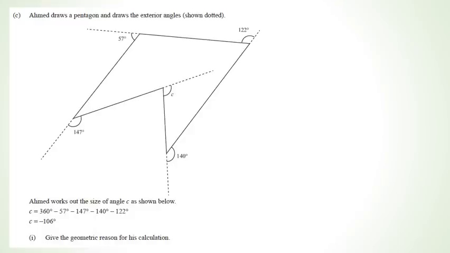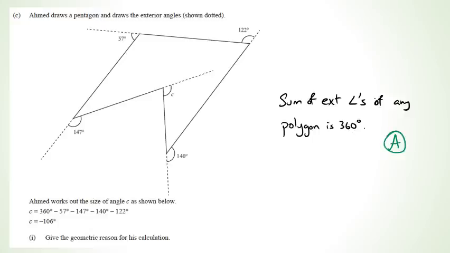Okay, so in this question, he's drawn a pentagon. He draws the exterior angles, which are shown in the dotted line. He works out this angle of C as shown below. Give the geometric reason for his calculation. Well, all you have to do in this case is basically just say the sum of exterior angles of any polygon is 360 degrees, and that's it. You're done. Nice and simple, achieved. Tick there. Okay, let's go to the next part of this question.